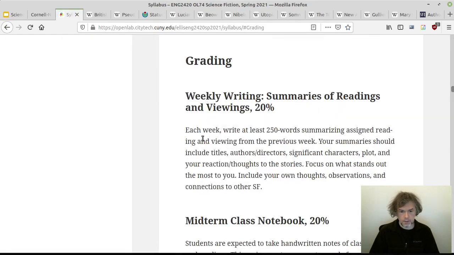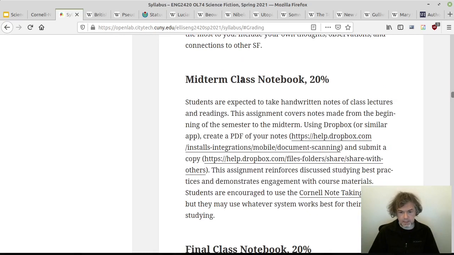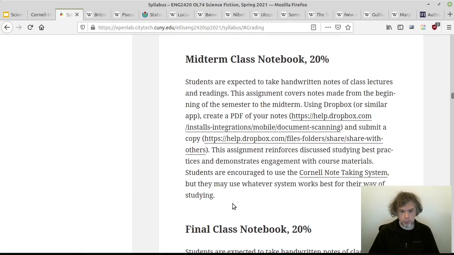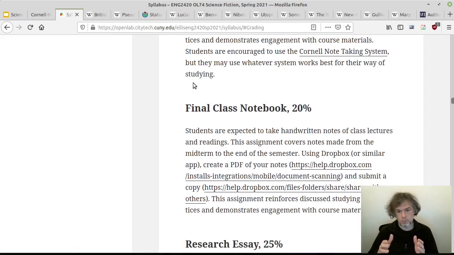And under Grading, we can see that the weekly writing summaries, these are the weekly writing assignments that you'll have 1 week to do after each lecture, are 20% of your grade. But it's these two parts here that are really super important for note-taking in the class, that I'll have you make scanned copies of your notes up until the midterm. That'll be 20% of your grade. And then again, you will scan your notebook from the midterm to the final for another 20% of your grade. So 40% of your grade is simply good note-taking practice.